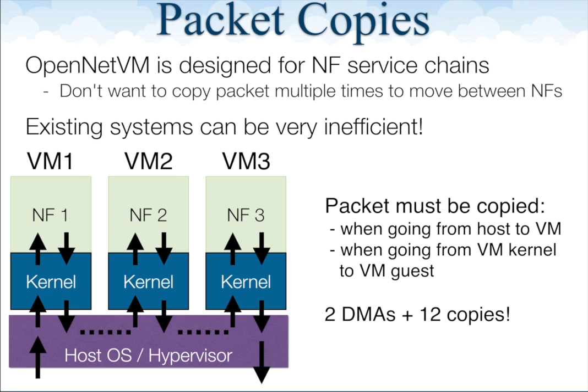The main way that OpenNetVM is improving performance is by getting rid of packet copies. This is especially important when you have a service chain of network functions. As I said, you might have several different network functions like the firewall, the intrusion detection system, and the video transcoder that all need to process these packets. In existing systems, this can be very inefficient. In this diagram, each of these different arrows represents a packet being copied in some way. First the packet arrives and is DMA'd into the host OS or the hypervisor, but then you might have to copy that packet to take it from the hypervisor into the kernel of a virtual machine.